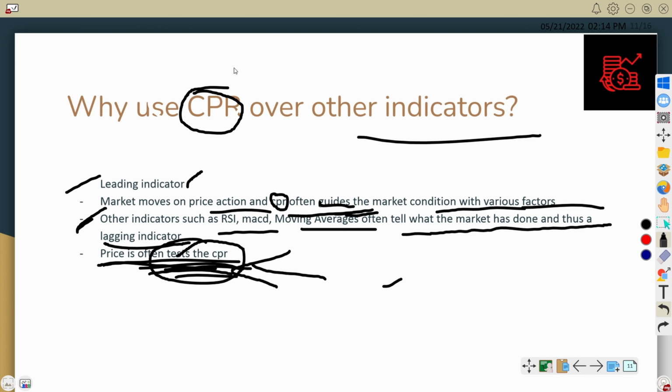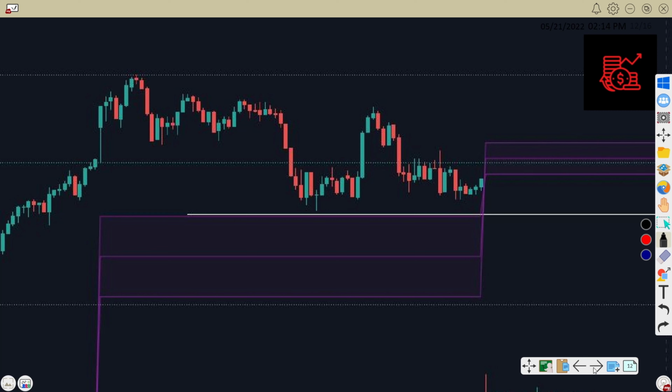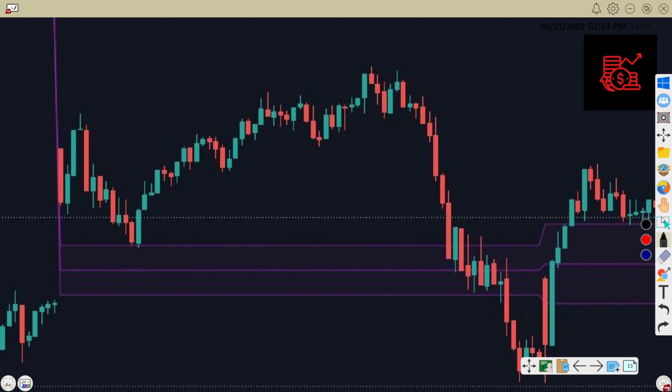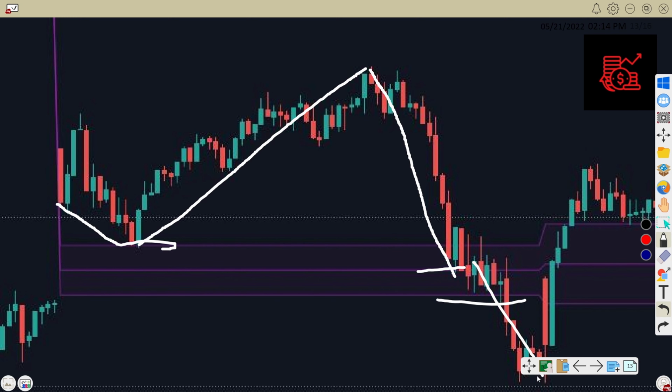I feel that CPR is one of the best indicators for trading. For trading especially, one of the best indicators is the CPR. You can see the market often comes, tries to test, bounces, tries to test. Again the market came, tested the top CPR, bounced, and then finally we got a test of the middle and bottom CPR, and it broke and fell down.